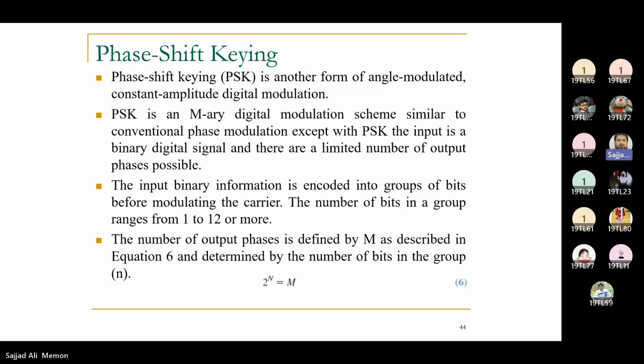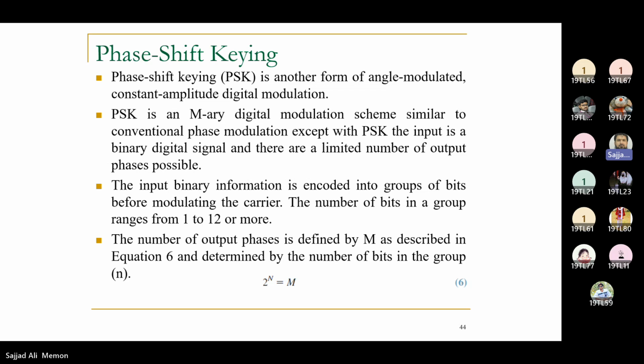So here in PSK, the input binary information is encoded into groups of bits before modulating the carrier. Because it's M-ary, we have to form symbols. Symbols will consist of bits. The simplest form is BPSK, where you have 1 bit per symbol. But we can have more than 1 bit in a symbol. If so, then we need to form groups of bits before modulating the carrier. The number of bits in a group ranges from 1 to 12 or more.